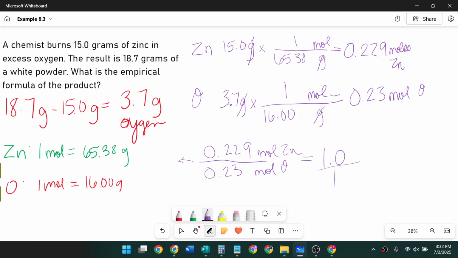And obviously we know an atom is a whole amount. So we have the same number of each. We have 1 of zinc for 1 of oxygen. And so our empirical formula is just ZnO. Now that's not our molecular formula. It could be, but it's not for sure. But that is our empirical formula, meaning that's the ratio of zinc atoms to oxygen atoms in that white powder.